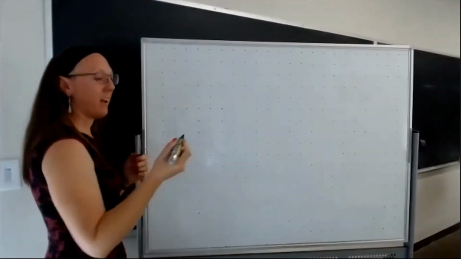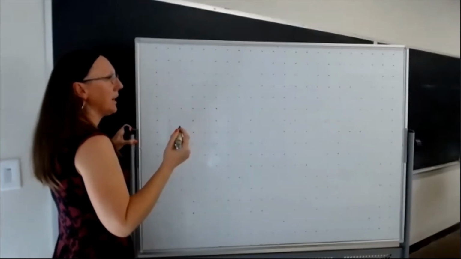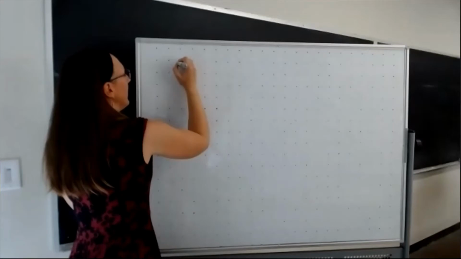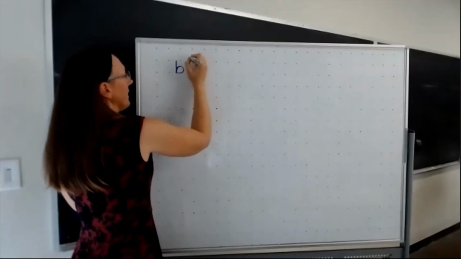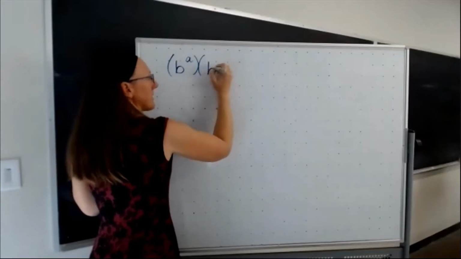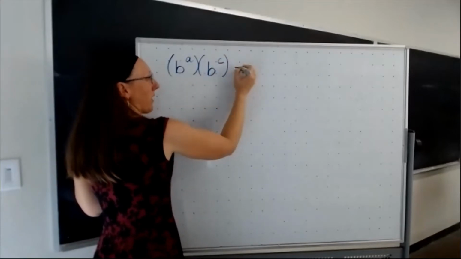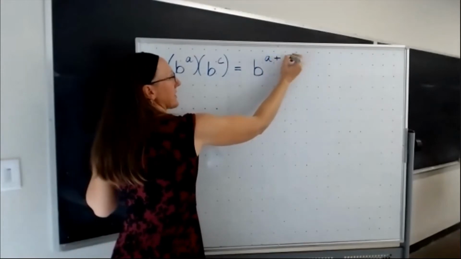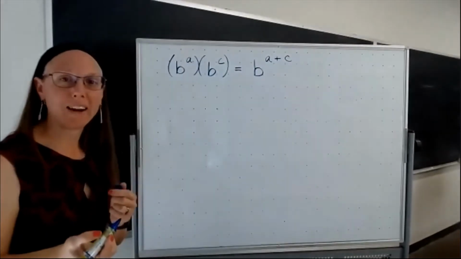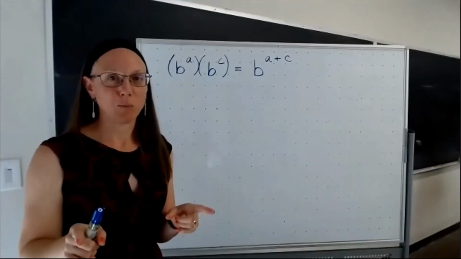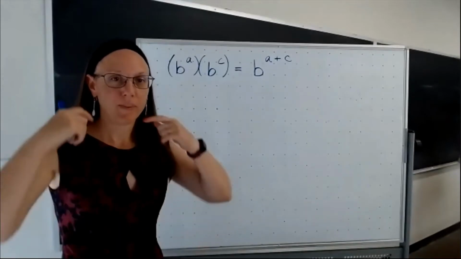that if I had, I'll use letters, but if I had something like b raised to the a power times b raised to the c power, that's the same as b raised to the a plus c. That's what our additive law of exponents says. Okay, I promise I'm going somewhere with this 0 thing.